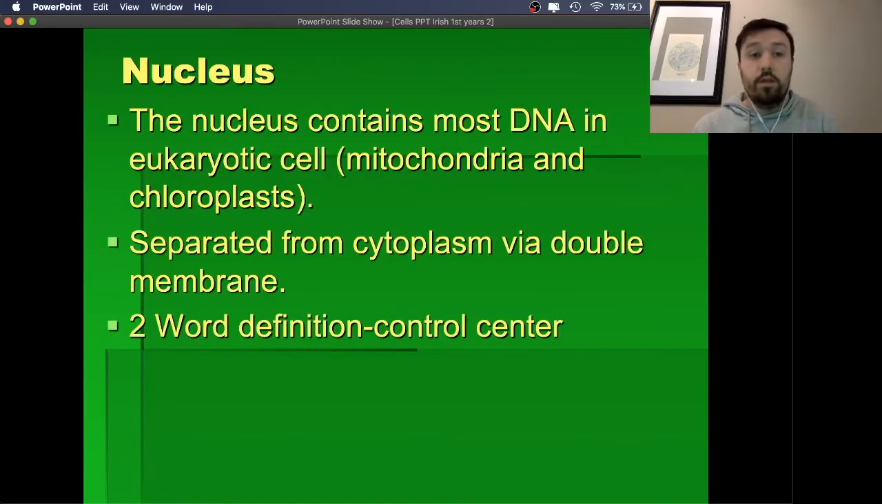Moving on to the nucleus. You guys have probably heard of this term before, whether or not it's in terms of cells. The nucleus is the control center. Right, look down here. We have the two-word definition. It's called the control center. It contains something called DNA, which we'll talk about loads of over the course of science. It contains DNA in a eukaryotic cell, which is something we talked about last time, right? Eukaryotic cells are basically anything that have these organelles.